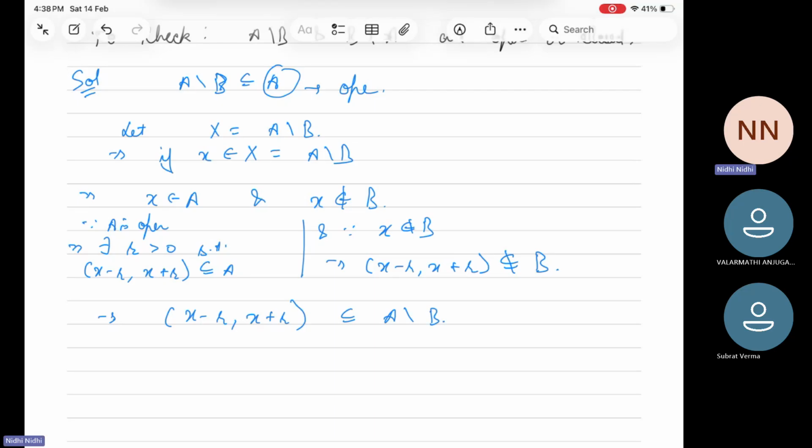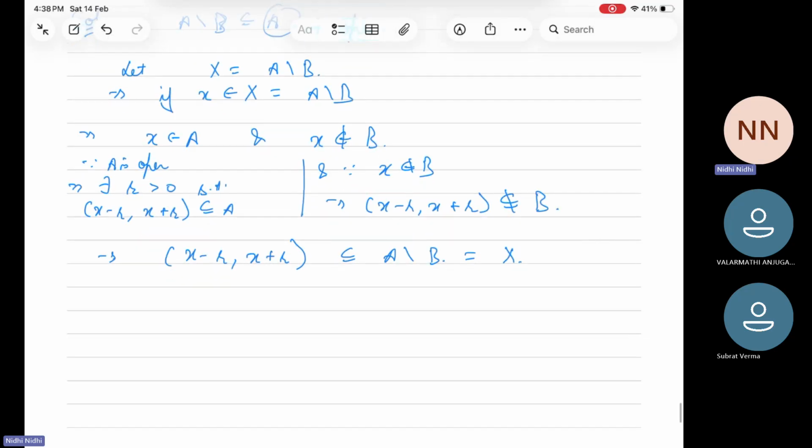We started with a point x in A minus B, and we have shown that there exists some r positive such that this r-neighborhood of this point x lies in the set X. That means this small x is an interior point of X. Now since x belonging to A minus B is arbitrary, every point in A minus B is an interior point of A minus B.